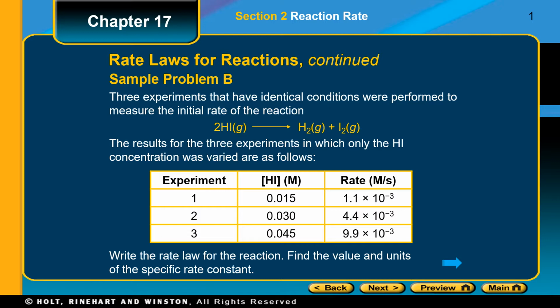And then in the second experiment, they had double the concentration from the previous one and measured its rate. And then for the third experiment, they had tripled the original concentration and got a different rate. So we are supposed to write a rate law for this reaction, and we're going to find out the value and the units of the specific rate constant, the K. We're going to try to find out what is the actual value of K.